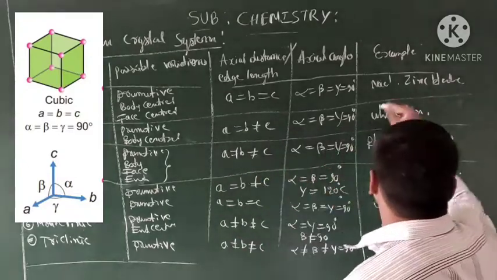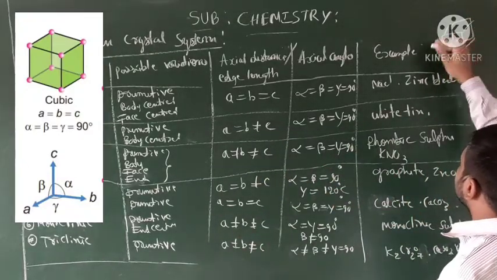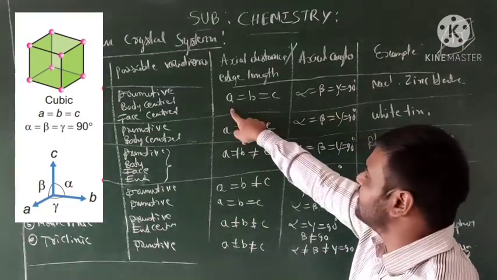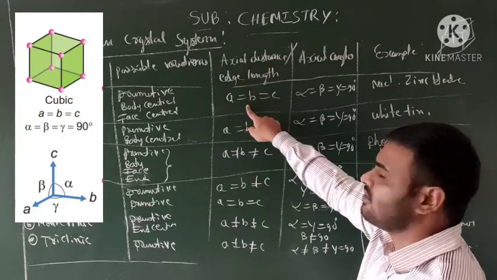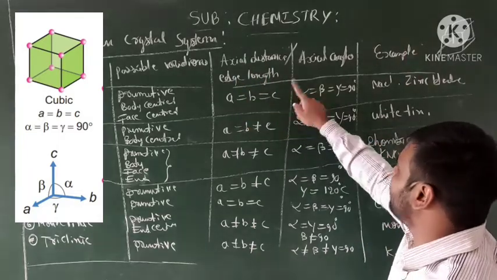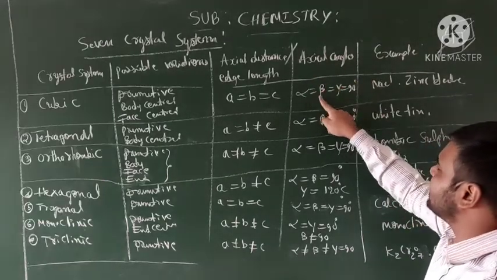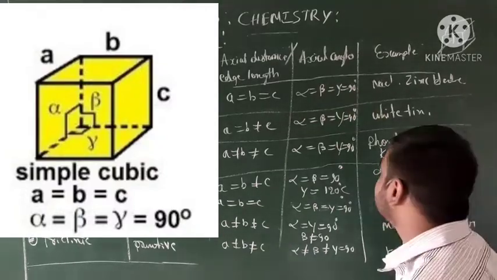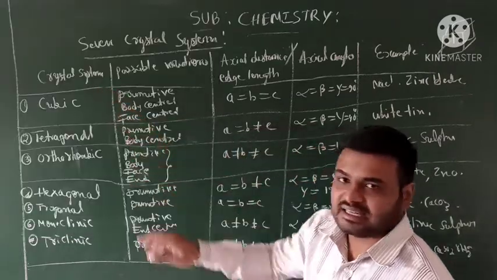You have to observe cubic. 8 corners, all the angles will be equal. This is the axial distance or edge length. A is equal to B, B is equal to C. The axial angles, alpha is equal to beta is equal to gamma, all of them are 90 degrees. Okay. First one is cubic crystal system.